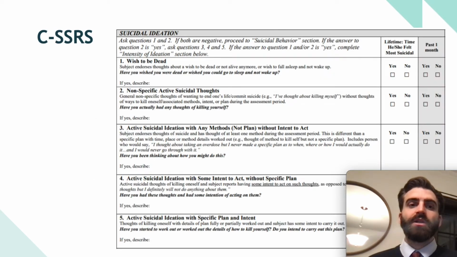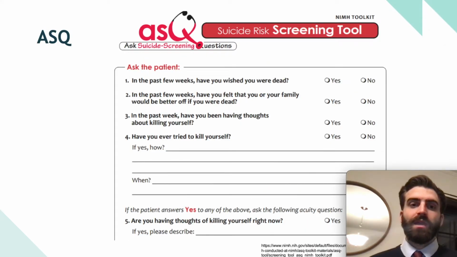Outside of the PHQ-9, there are scales that are specific for suicide and suicidality. This includes the Columbia Suicide Severity Rating Scale and the Ask Suicide Screening Tool.